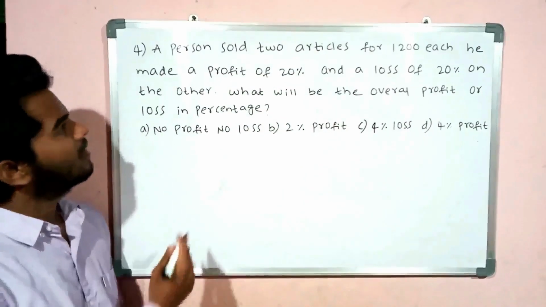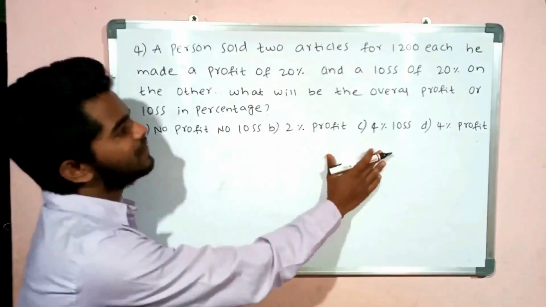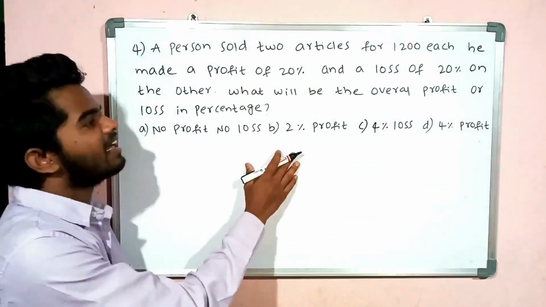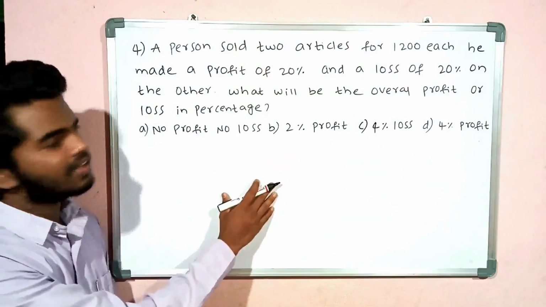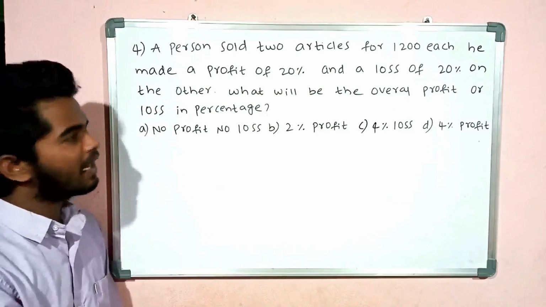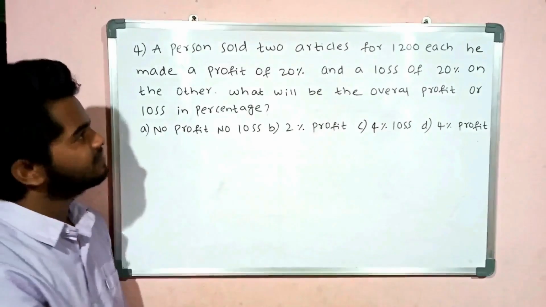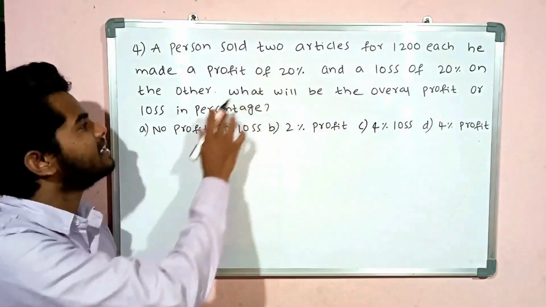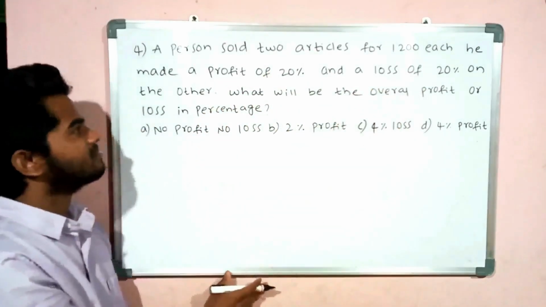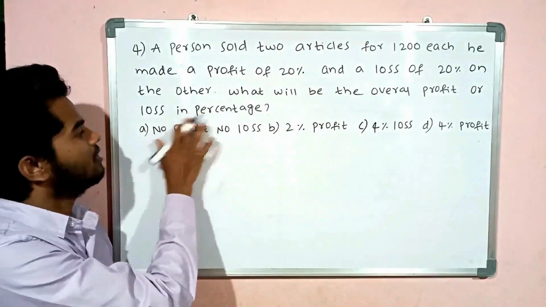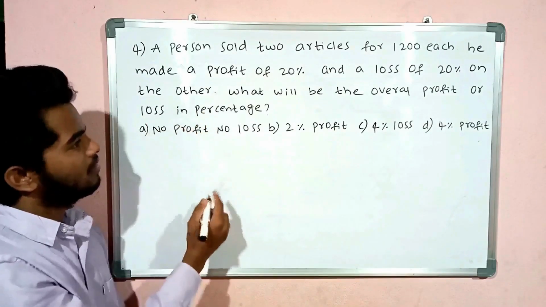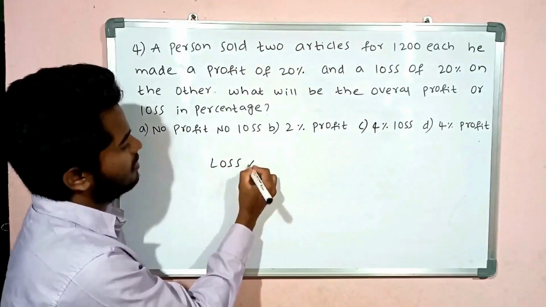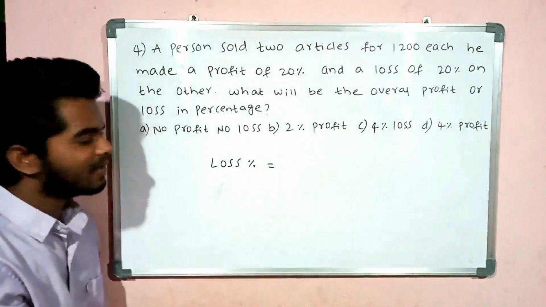Question number 4. A person sold 2 articles for 1,200 each. He made a profit of 20% on one and a loss of 20% on the other. What will be the overall profit or loss in percentage? So the selling price of the 2 articles is the same, and profit is 20% and loss is 20%. So overall transaction is loss percent.